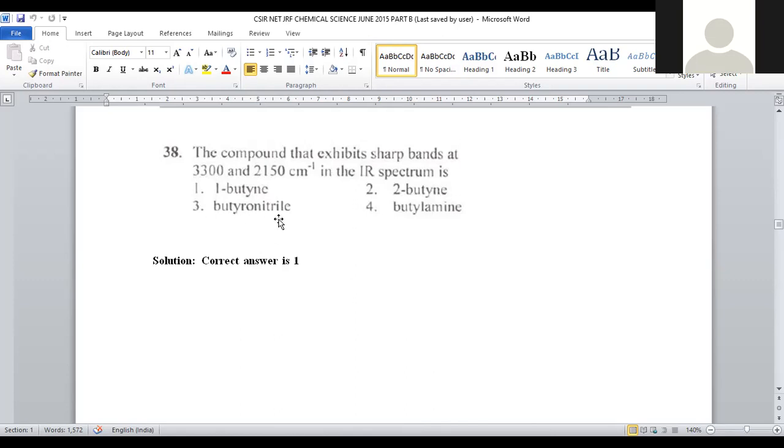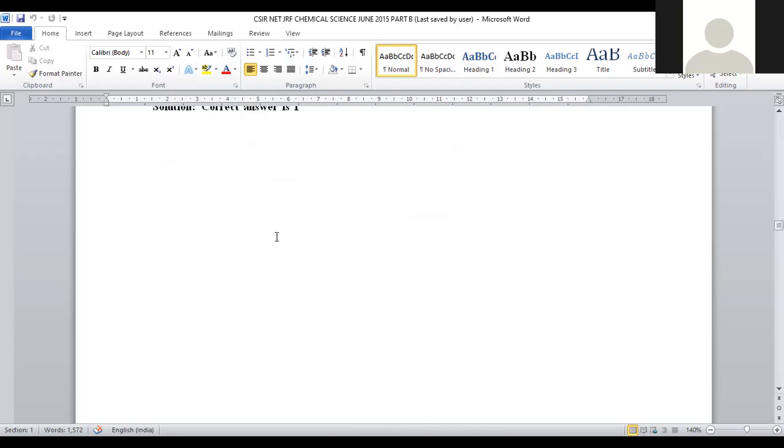When butyronitrile was taken, here you can find the nitrile, being a C≡N, used to give 2200. This peak is correct, but the 3300 peak is absent here. Butylamine, an amine functional group, will give peaks in a different region rather than these two, right? So this is also not a correct answer. The only suitable answer is 1-butyne.